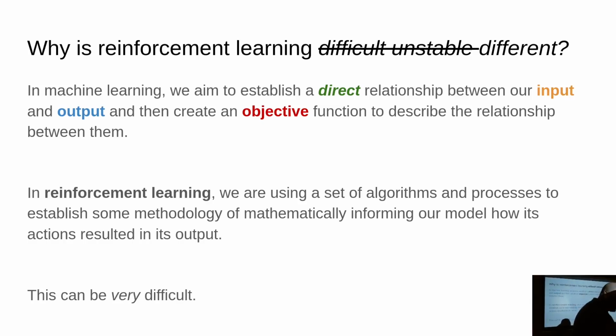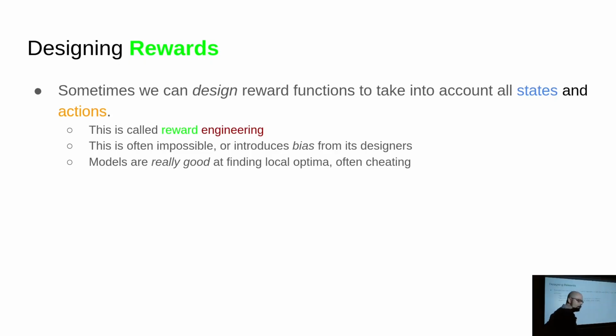So this makes it really difficult. And one of the prime examples of the difficulty is assigning credit. Now, this is what the paper talks about in depth. And a couple of you asked me to clarify what they meant by that. So first, we're going to talk about designing rewards.